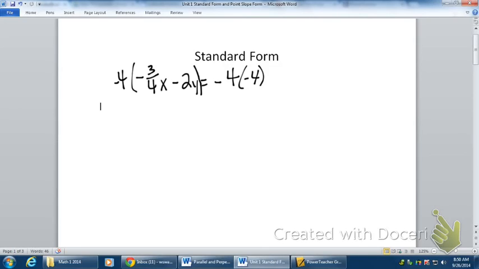So this is gonna change my signs. So negative 4 times negative 3 over 4x, when you distribute that, all you're going to have left is a positive 3x. That's it. Okay? When you distribute the negative 4 times the negative 2y, it's going to give me a positive 8y. When I multiply that out on this side, it's going to give me a positive 16.